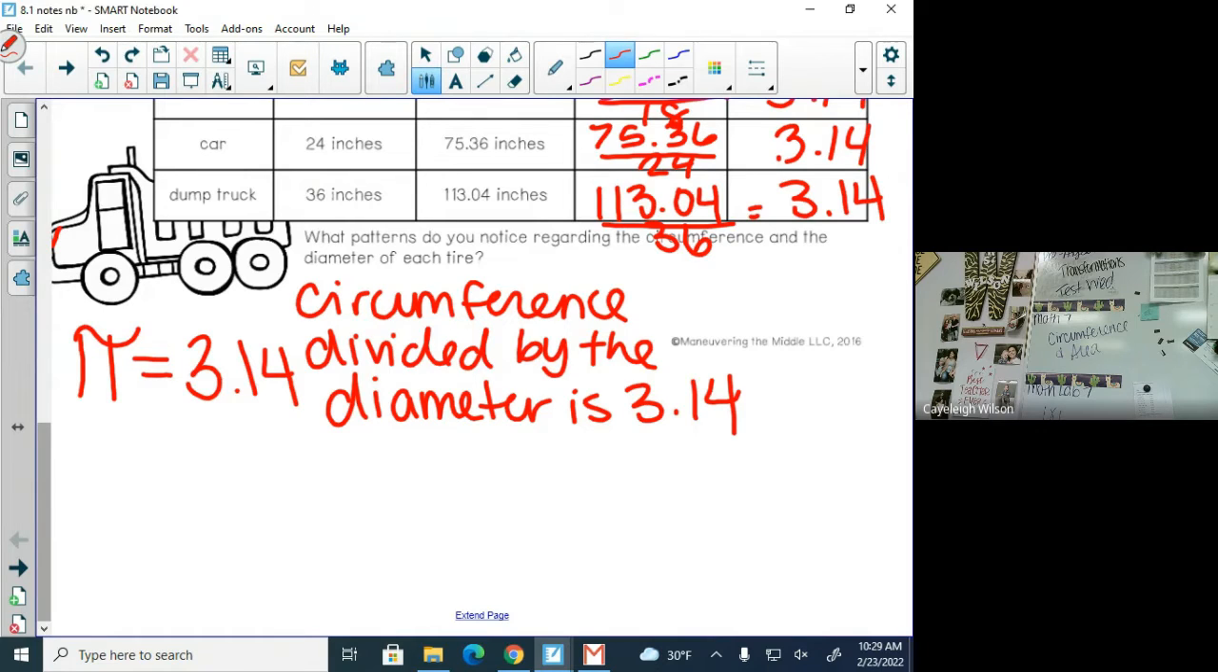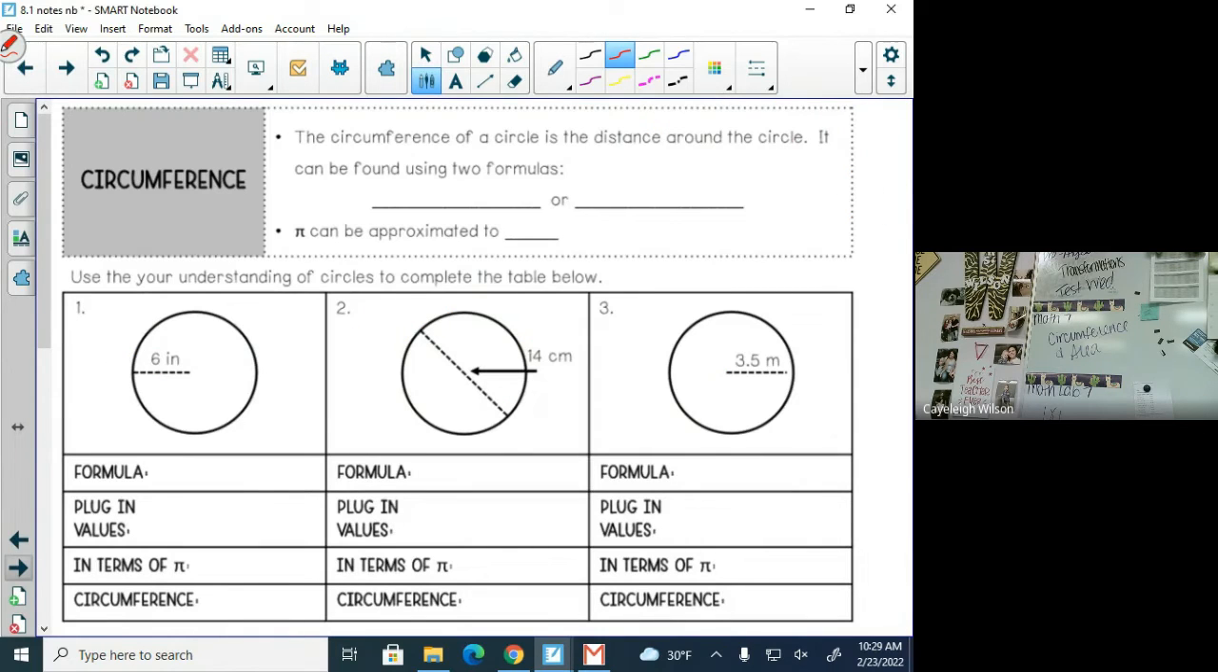This is where we're going to use our calculator on the back, so make sure we got that. All right, so give me a second. Okay. All right, so on the back, circumference.